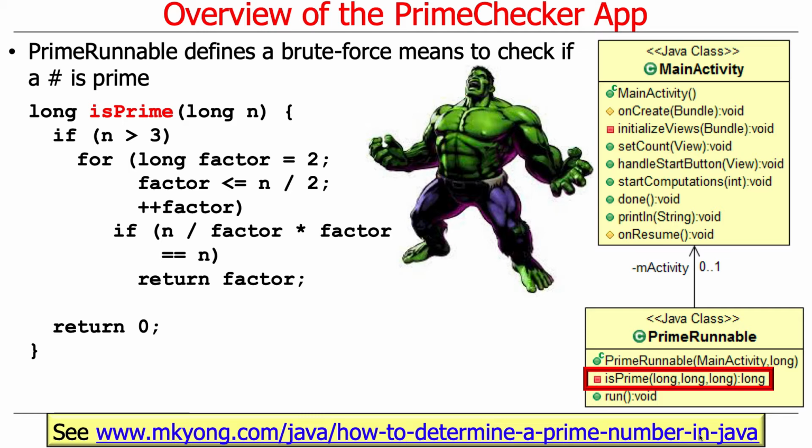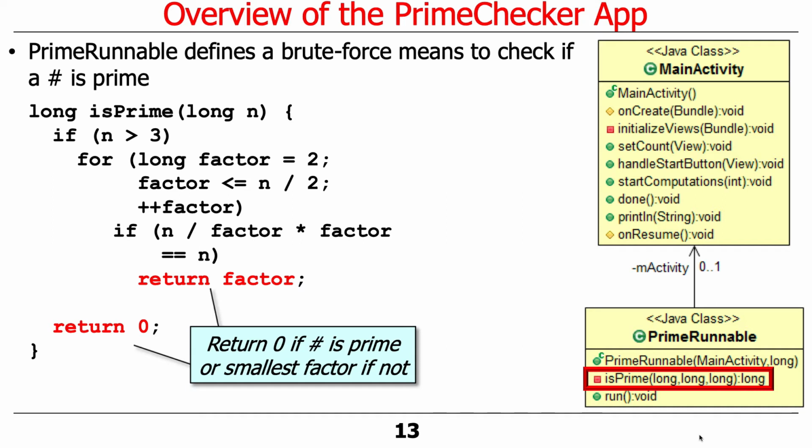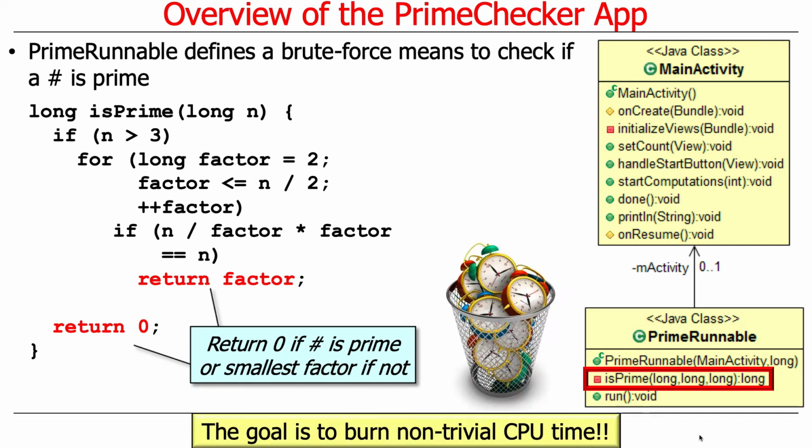And you can see we start with the factor being 2, and we keep going while the factor is less than n over 2. And every time through this loop, we divide n by the factor, and then we multiply by the factor. And if we end up with n, then we know it was divisible evenly. And we crank away on this until we get up to n over 2, at which point we fall out and return 0. First of all, notice this is a compute-bound algorithm. Return 0 if the number is prime, or its smallest factor if it's not.